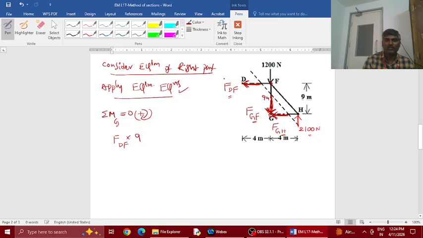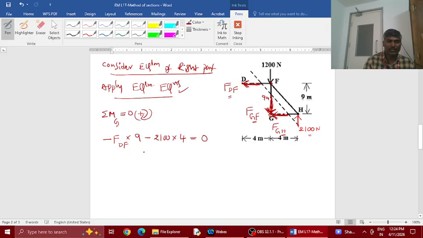You see the direction, this is the arrow. The perpendicular line, that is GF, is being rotated anti-clockwise, so I'll write minus. Then 2100, perpendicular distance from G is 4 meters. This GH span is 4 meters, and the GH line is rotated anti-clockwise by this force. So minus, put together equal to 0.